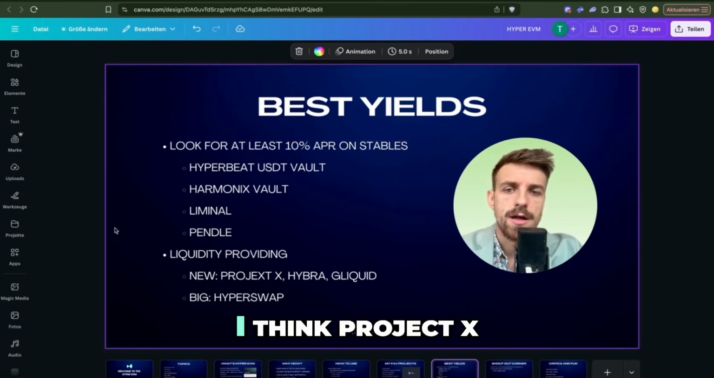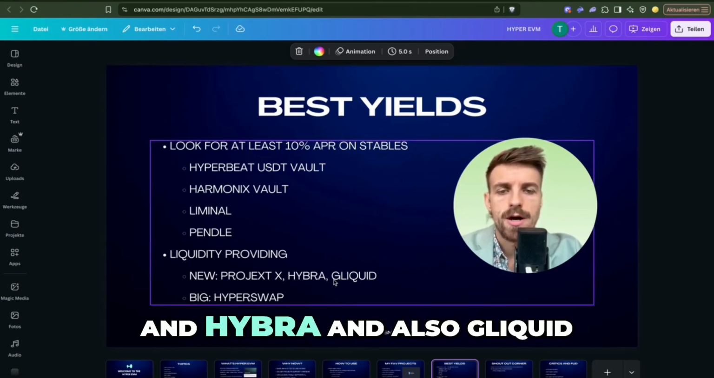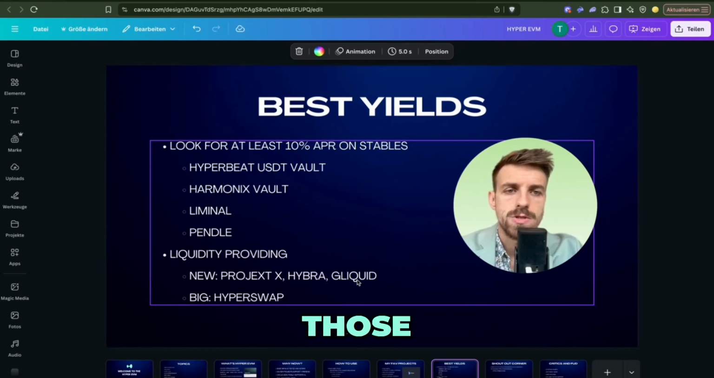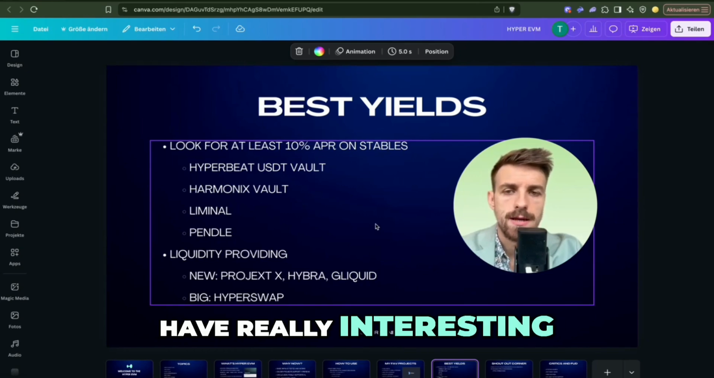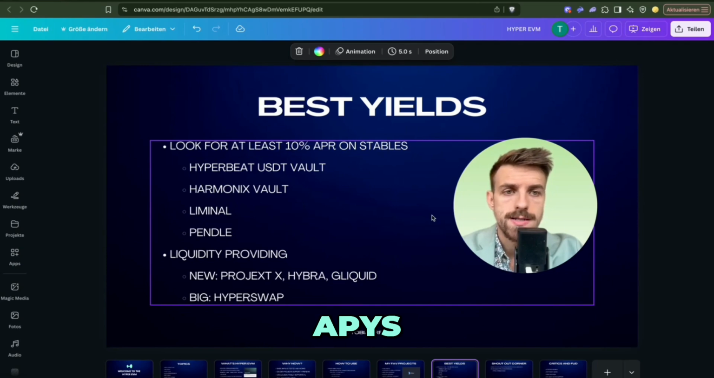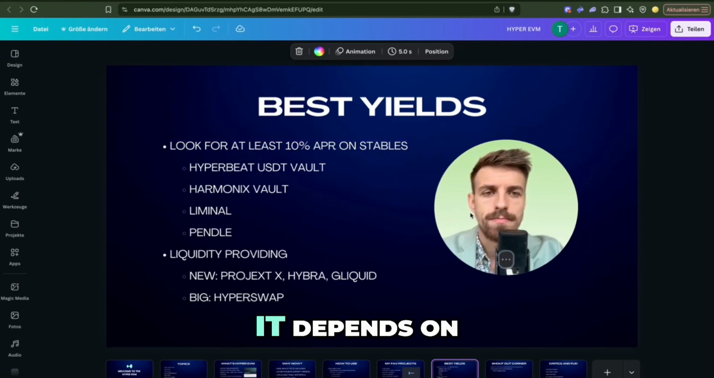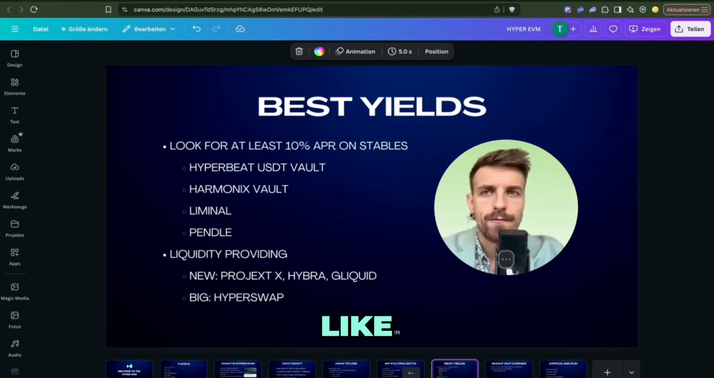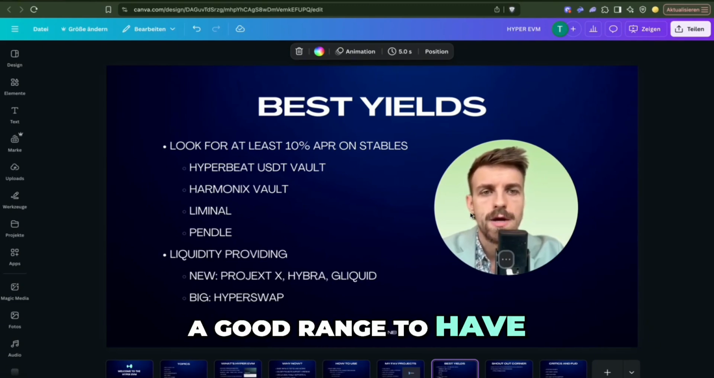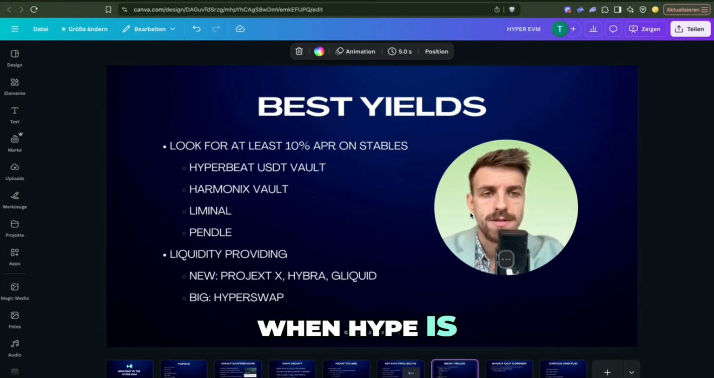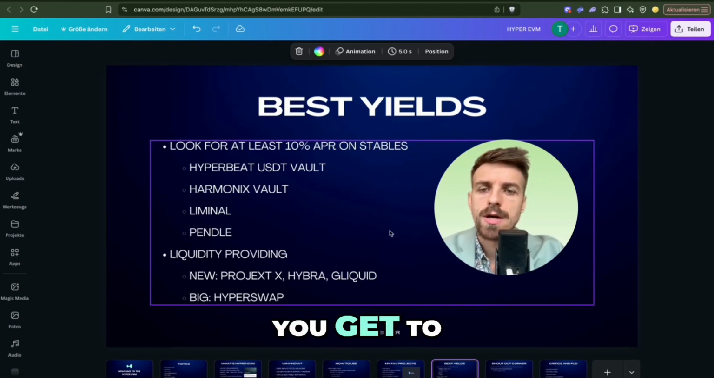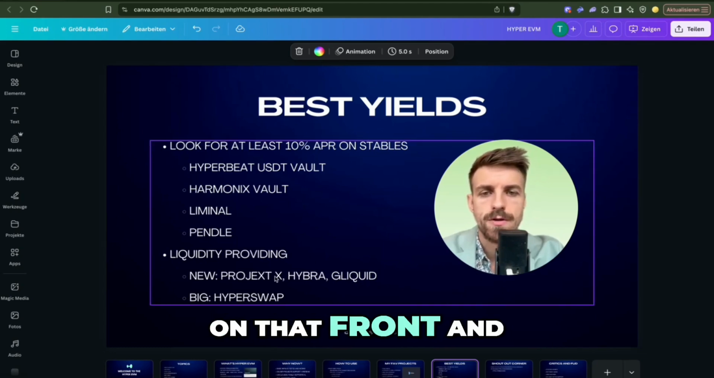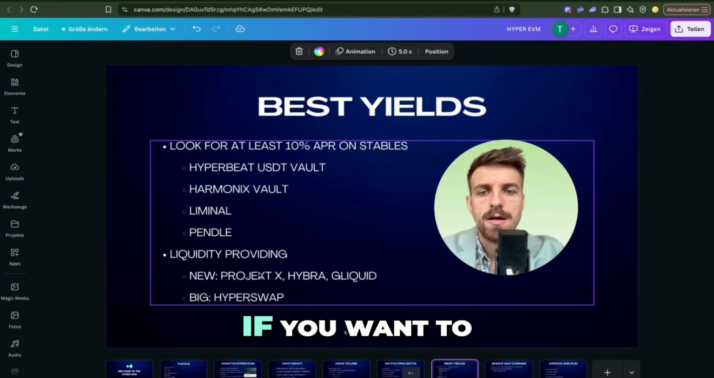And for liquidity providing, I think Project X and Hybra and also GLiquid, those have really interesting APYs. Of course, it depends on the range you take for your hype to stable pair. I think like 40 to 46 or 40 to $48 is a good range to have. When hype is ranging, you get to make some fees on that front and also get the points.